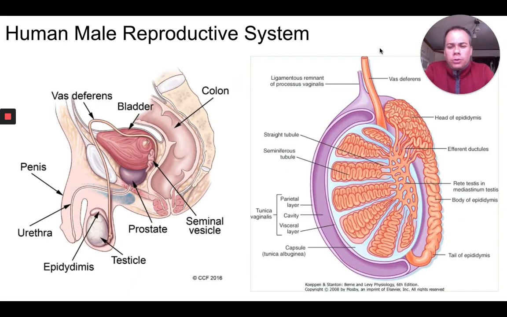Just a couple notes here. You may have heard of a surgery called a vasectomy. A vasectomy is a type of surgery a man can have if he wants to no longer be capable of having children. It's sort of a permanent method of birth control.